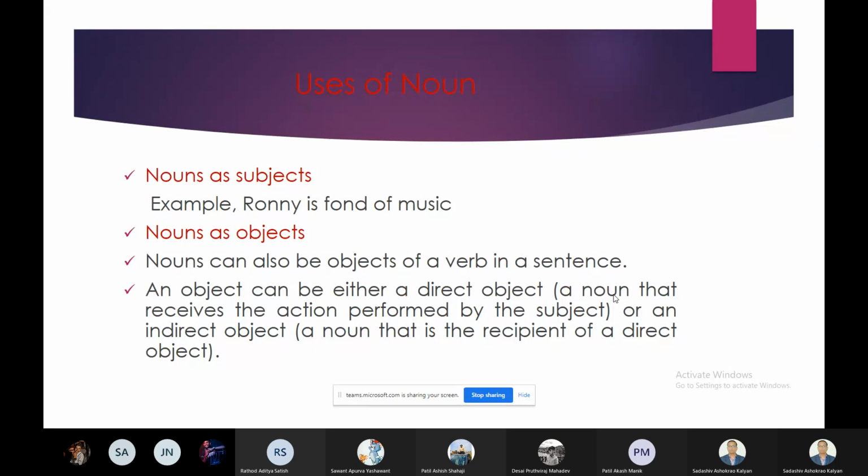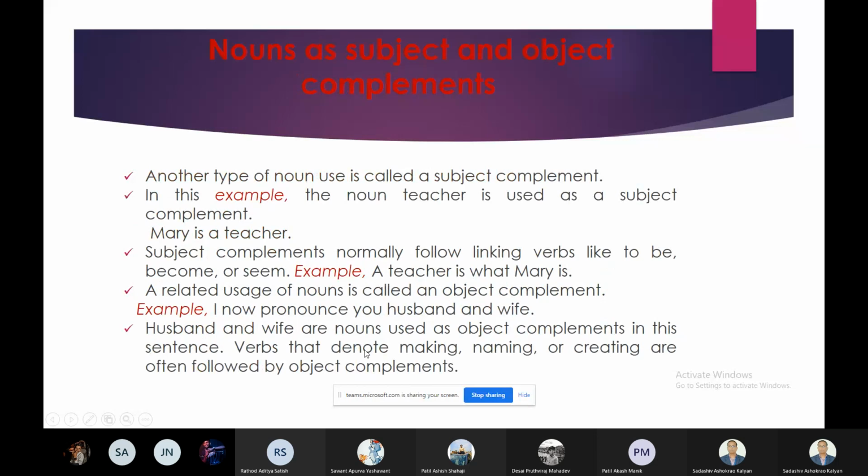Okay, so like this, a noun is also used as the object in various kinds of sentences. It can also be used as the object of the verb. It can be the direct object or it can also be the indirect object in the given sentences. Then, like this, we see how nouns are used as the subject in the given sentences and at the same time how nouns are also used as complements in various kinds of sentences.